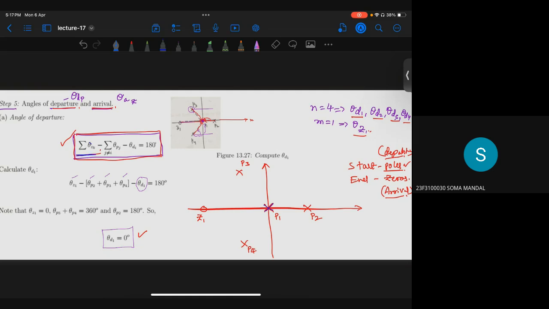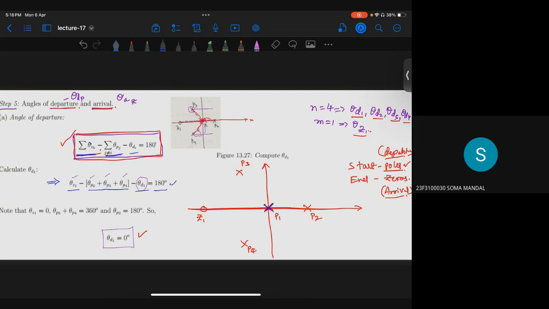Then similarly, all the other poles make an angle with this P1. Theta di is theta D1, because we are calculating theta D1, and the equation is equal to 180. I hope this is clear. You can see that equation here. How many zeros do we have? Only one zero. How many other poles do we have? Theta P2, theta P3, theta P4. Then minus theta D1 equals 180. Is this equation clear? Any doubts here? Yes, sir, clear.